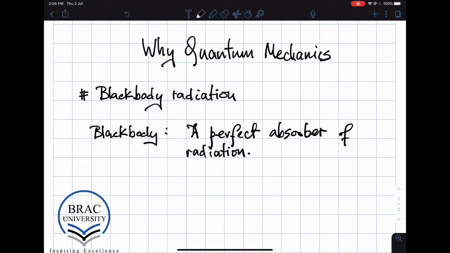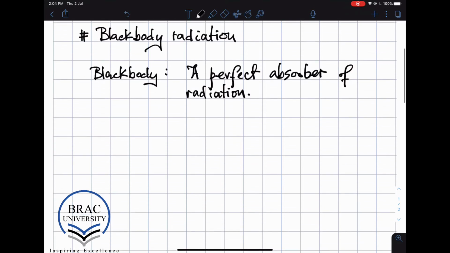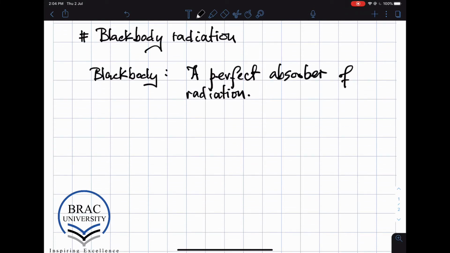A black body is actually an idealization. In nature, we don't really have any perfect black body, but we can approximate a black body by the following contraption. We can take a kind of metallic enclosure. So this is a box, and the box has a small opening on its side.